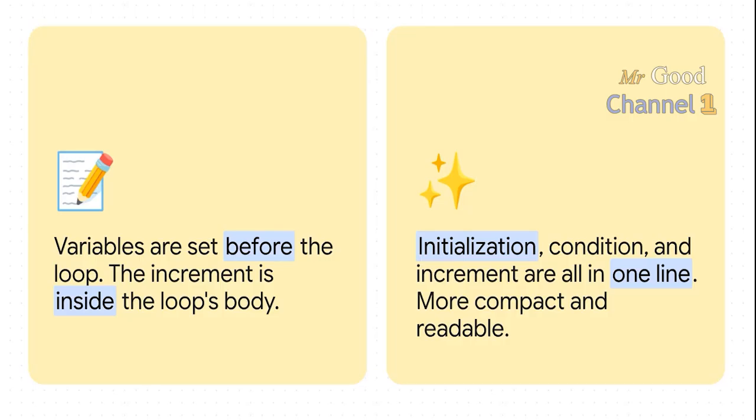And check this out. This comparison really says it all. We're doing the exact same job here, summing numbers. Look at the while loop on the left. It works, sure. But notice how you have to set up your variable before the loop, and then you have to remember to increment it inside the loop. It's easy to forget that last part. Now look at the for loop on the right. Bam! It's all right there in one clean, readable line. It's not just prettier, it's safer and less prone to errors.